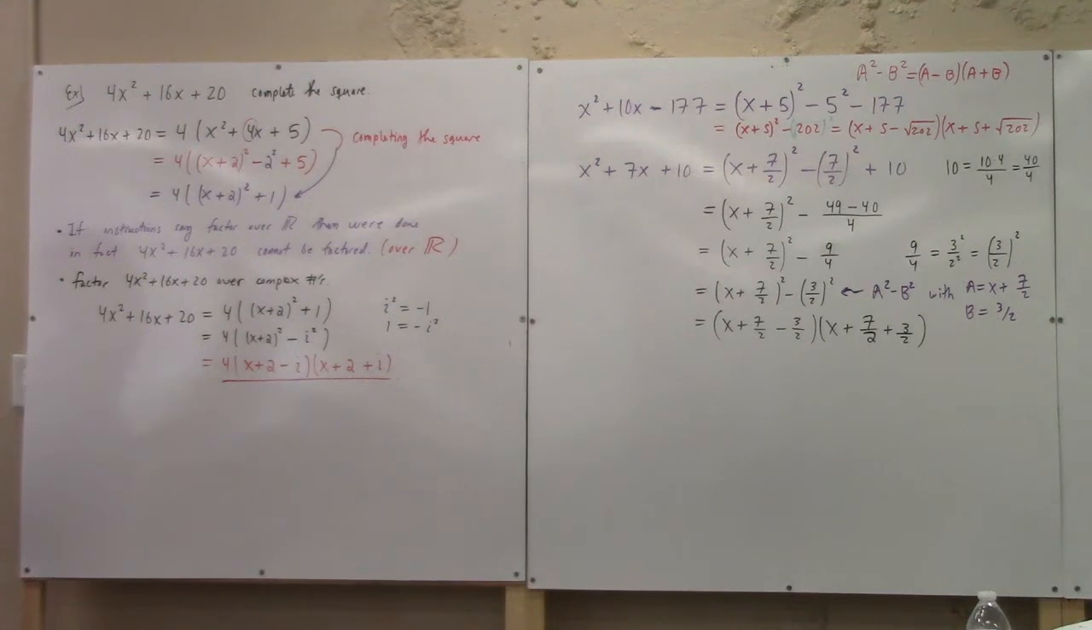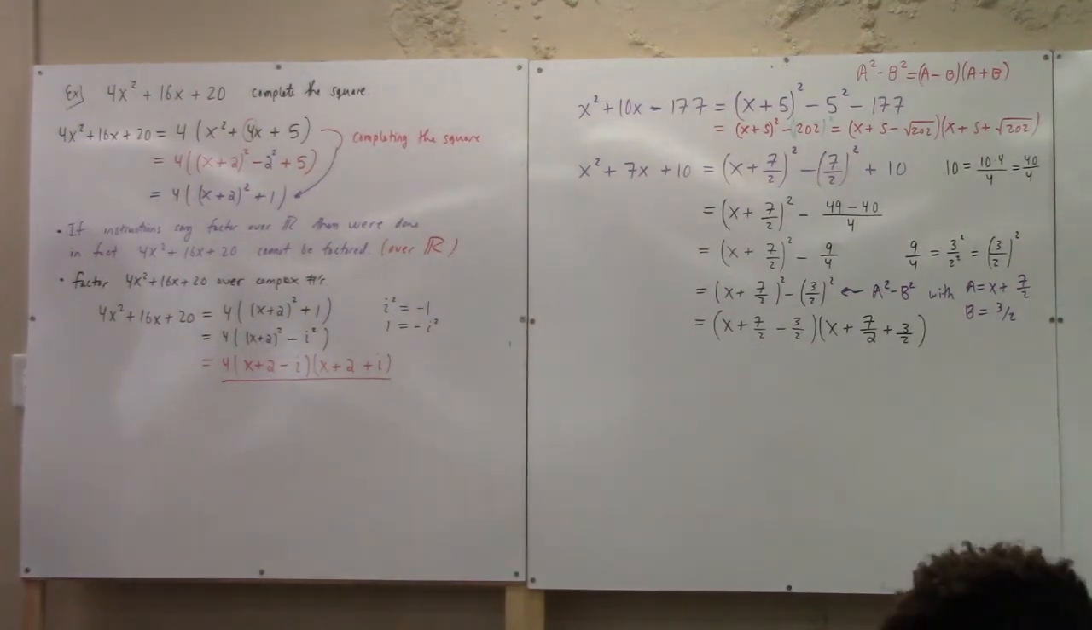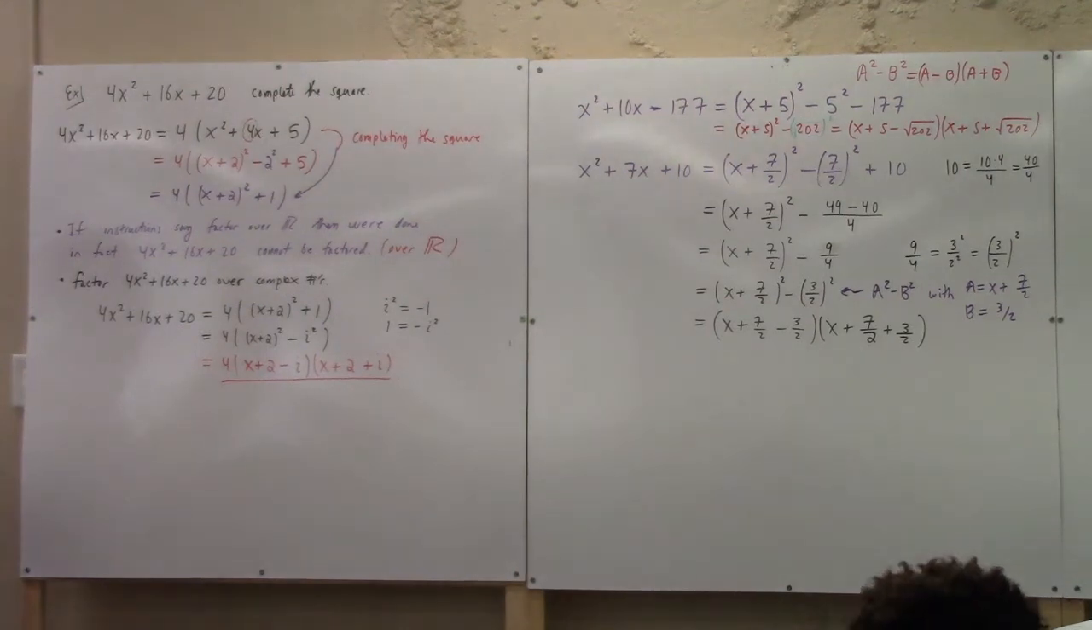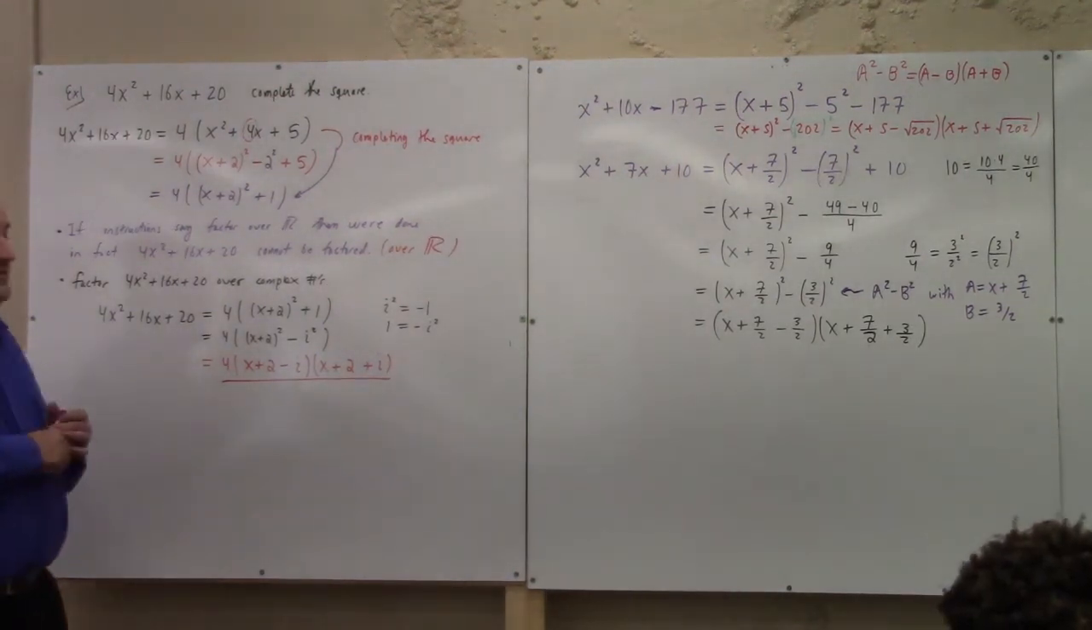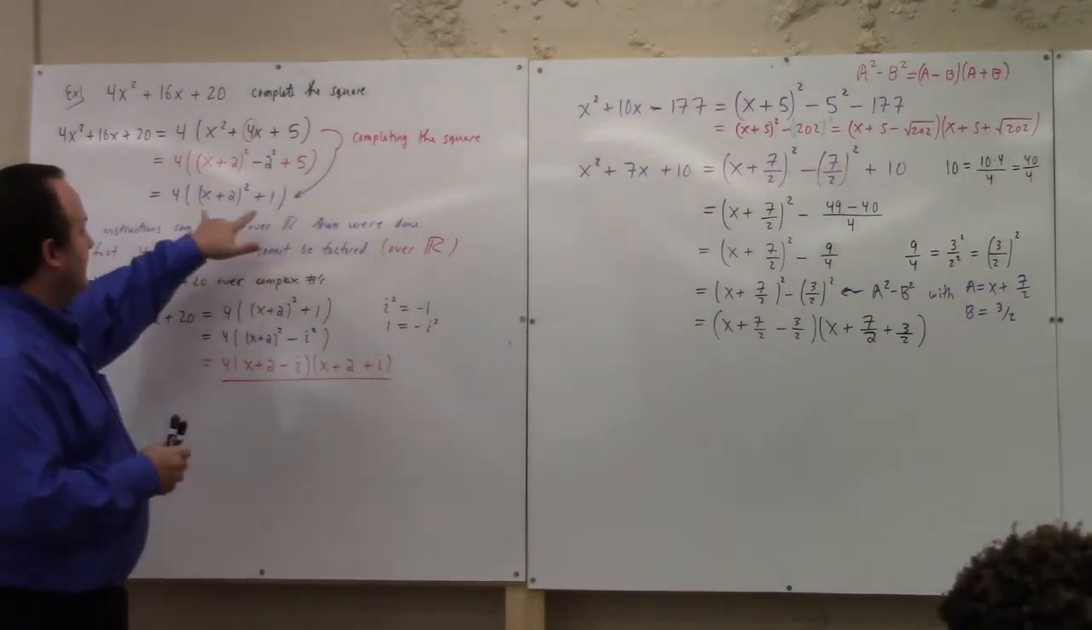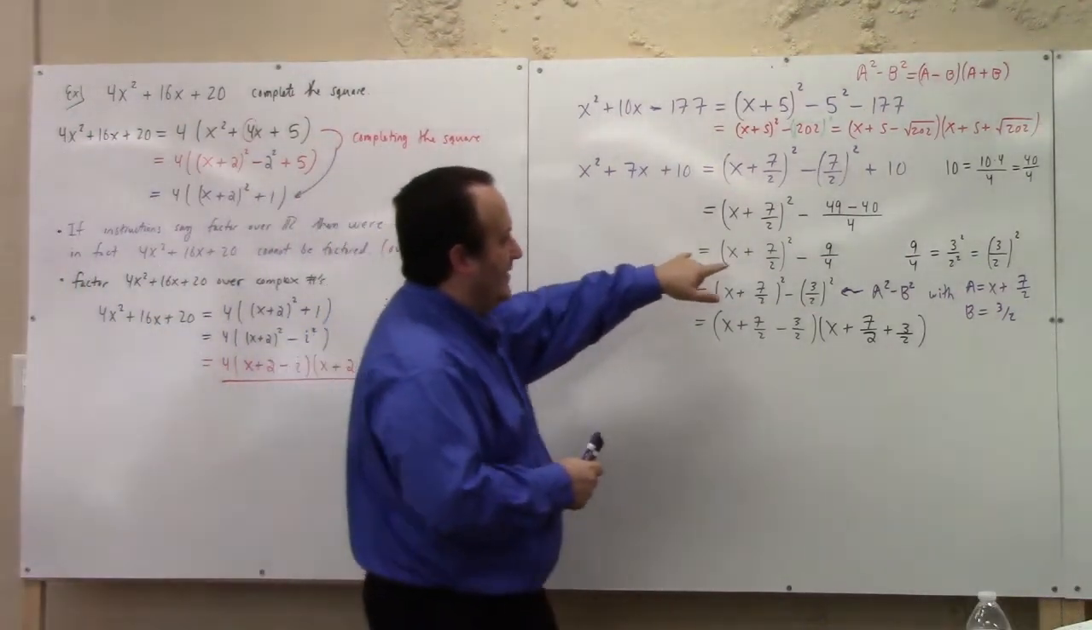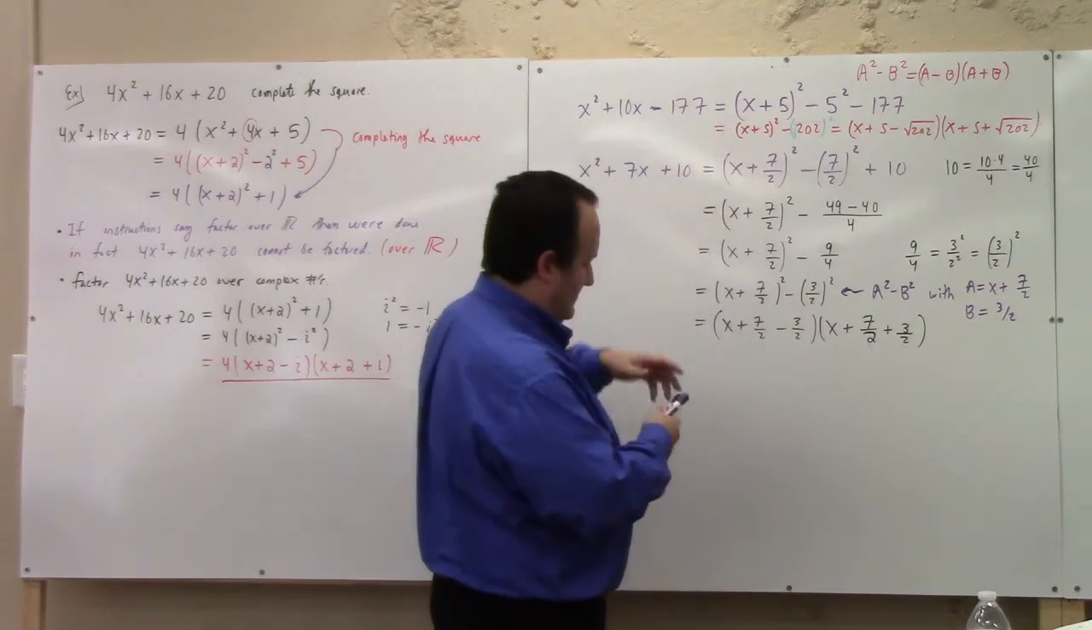I mean, there is a problem on the test where I say factor by completing the square or complete the square. Like, complete the square is on the test, yes. Usually, completing the square ends here. Completing the square here, I would say, ends here-ish, you know?